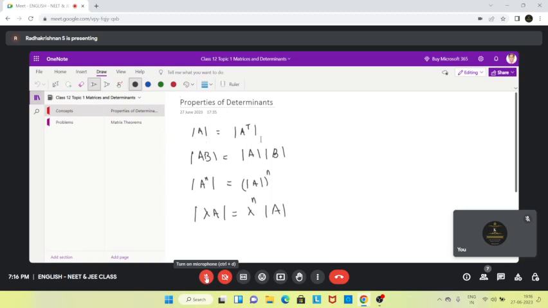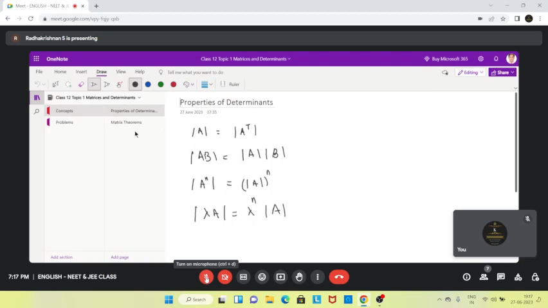Determinant of A is determinant of A transpose. Determinant of AB is determinant A into determinant B. Consequently, determinant of A power n equals determinant of A, n times, that means determinant of A whole to the power of n. And this is very important: determinant of lambda A is not lambda times determinant A. It is lambda to the power of n times determinant of A, where n is the order of the matrix. These are applicable only for square matrices, which is why n is the order of the matrix. There is no m into n, just this n.